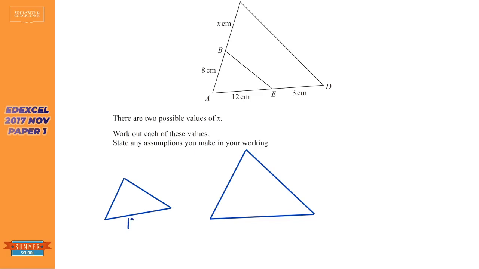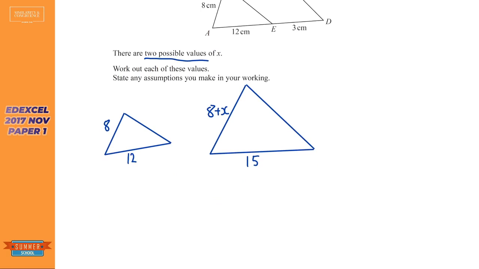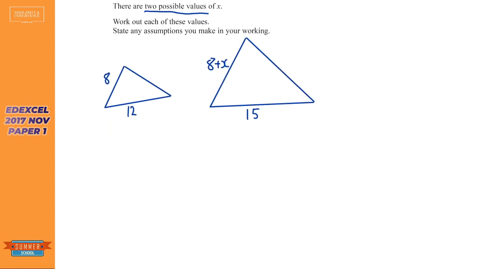So we've got 12 centimeters here, I'll leave out the centimeters, 8 centimeters there. Then this is going to be 8 plus x centimeters, and this is going to be 12 plus 3 centimeters. Well, we know 12 plus 3 centimeters is going to be 15 centimeters. Okay, so the first answer in this, and it says there's two possible values, which we'll come to later on, but the first answer is pretty easy, because we've just got to find out the scale factor between this one and this one. And so we do that by just doing 15 divided by 12. And we can divide top and bottom by 3, so we get 5 over 4.